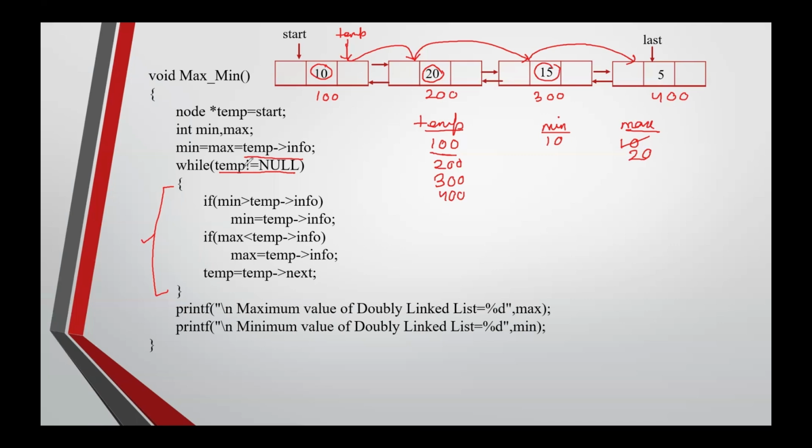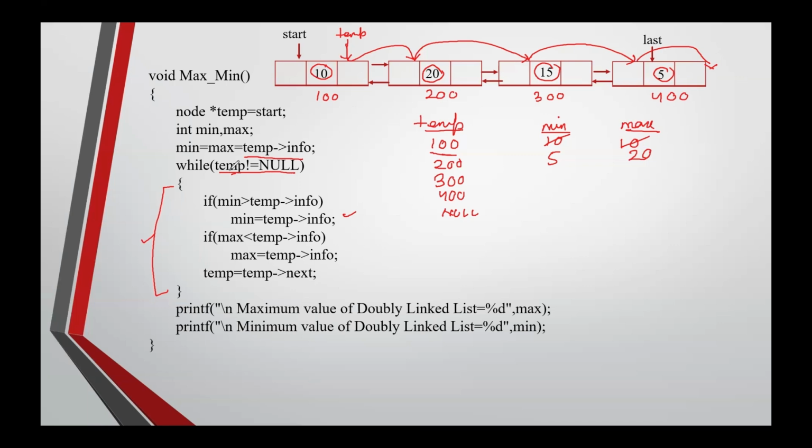400 is not equal to null. Yes, true. Is min greater than temp info? What is temp info? 5. Min is 10. So 10 is greater than 5. Yes, it is true, so this line will be executed. Min stores temp info. What is temp info? 5. So now min stores the value 5. Then max is 20. Is 20 less than 5? No. Then temp equals temp next. What is temp? 400. 400 next is null. So now it points to null.